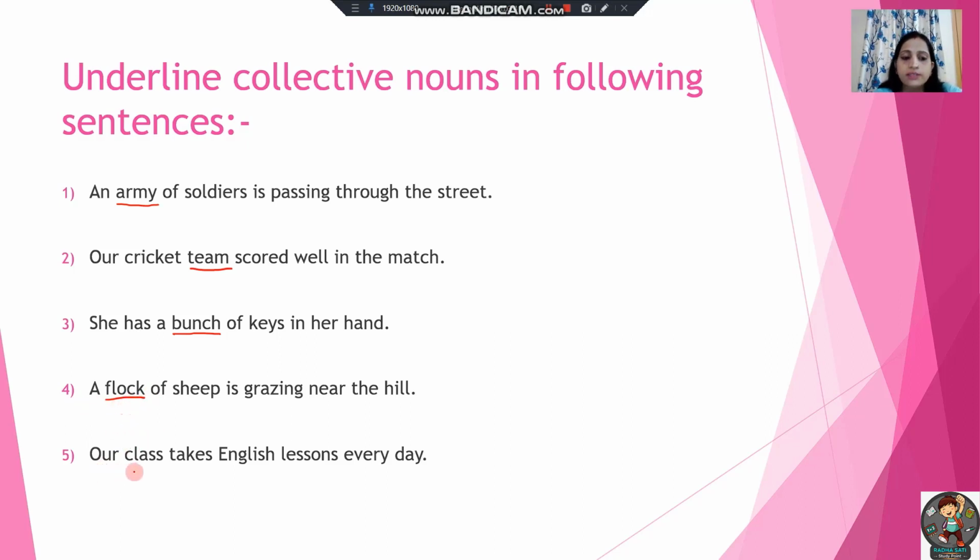Now next is, our class takes English lessons every day. So here, for the entire class, for all the students as a group, we are using one word only, and that is class. So that's why class will be the collective noun to represent all the students that are present in the class. Okay, so it will be our collective noun. So I hope that now the concept of collective noun is also clear to you.